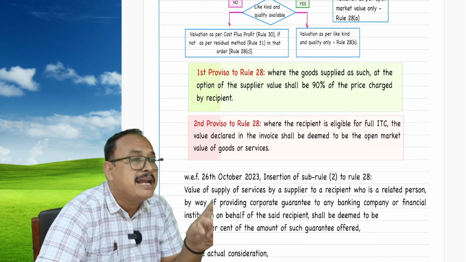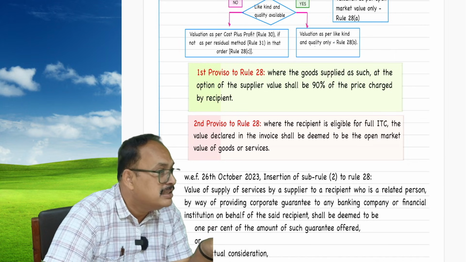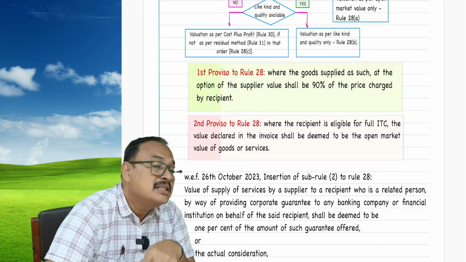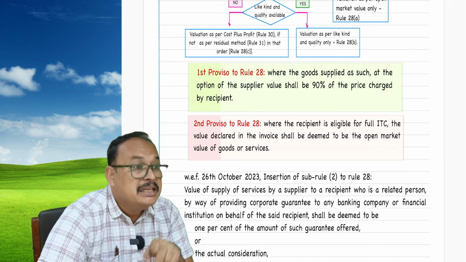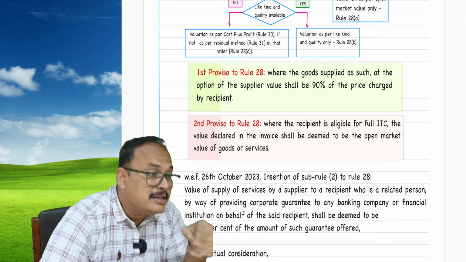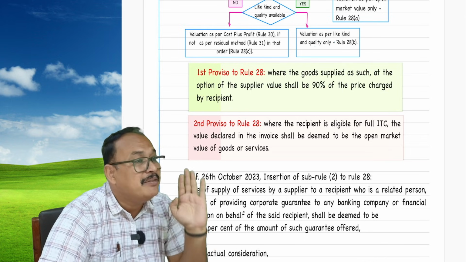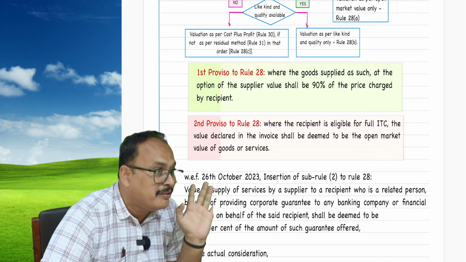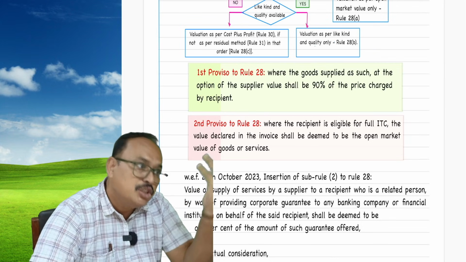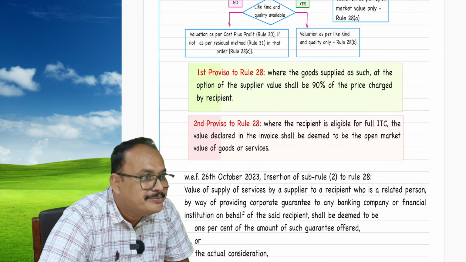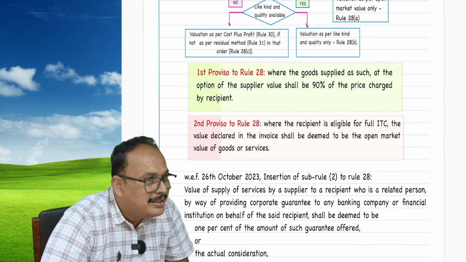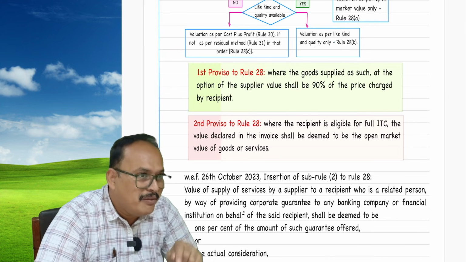In that case, 90% of the value at which he is selling is the value of the supply by the supplier. If the full amount of input tax is eligible to be availed by the recipient, then whatever value is shown in the invoice is the open market value. If not shown, zero value is the open market value. Meaning thereby, full ITC is eligible to be availed by the recipient.